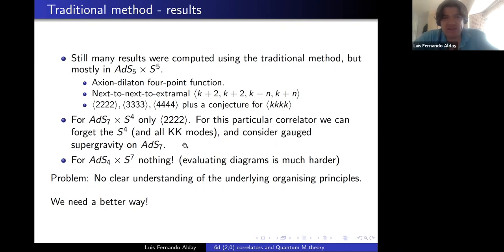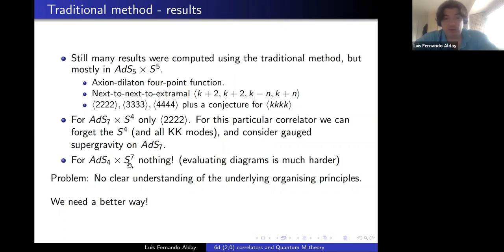Now, in the case of AdS7 cross S4, things are much harder, and this has only been done for 2222, just for the stress tensor multiplet. And what happens is that for this particular correlator, one can forget about the S4 and all the Kaluza-Klein modes. And we can just consider gauged supergravity on AdS7. So the computation is much simpler, and Arutyunov and collaborators, Sokatchev, I think, managed to do this computation for AdS7 cross S4, but just for this simple correlator 2222.